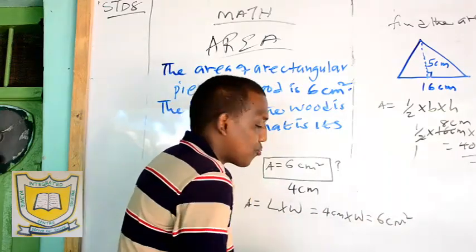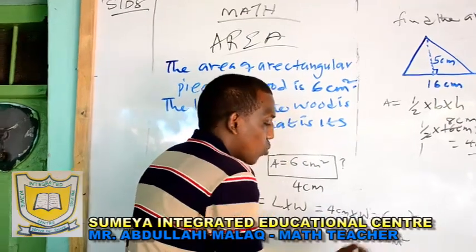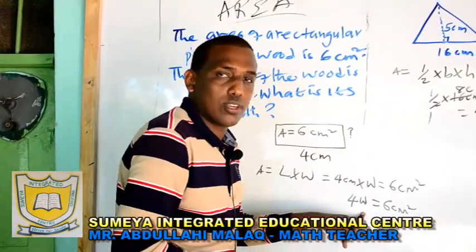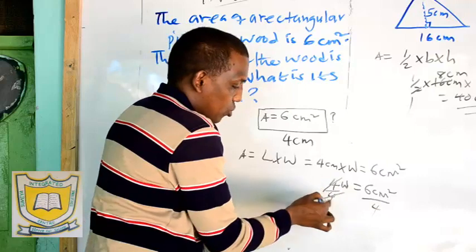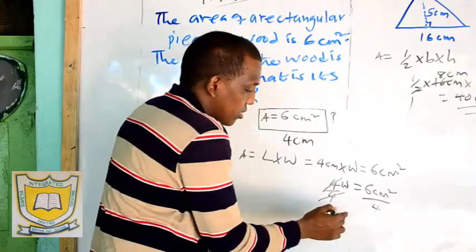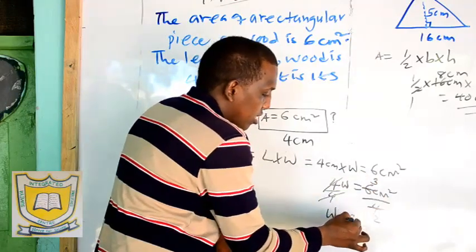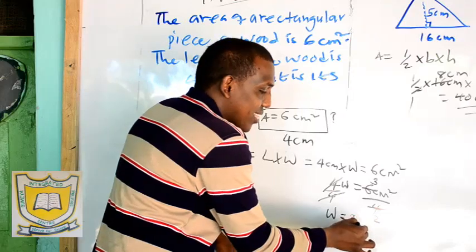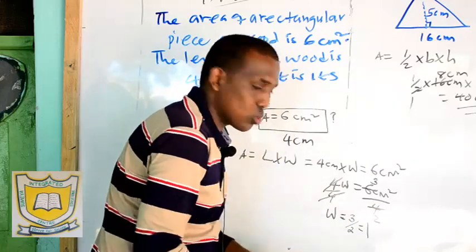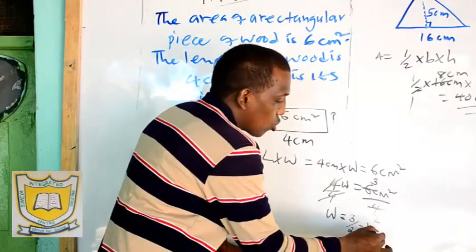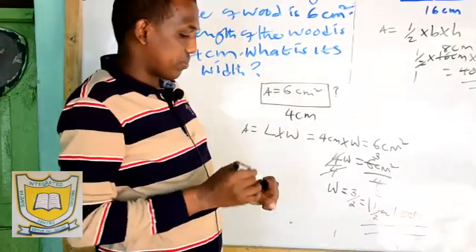So we multiply now. 4 times W is 4W is equal to 6 centimeter squared. I want to get the value of W. You divide both sides by 4, cancel. W is what's remaining, 6 over 4, which is 3 over 2. We further simplify: how many 2s are in 3? 1, because of 2, remainder 1, so 1.5 centimeter. That's how we get the width.